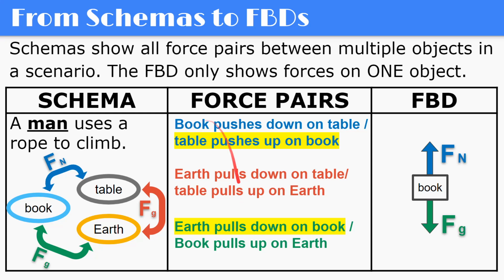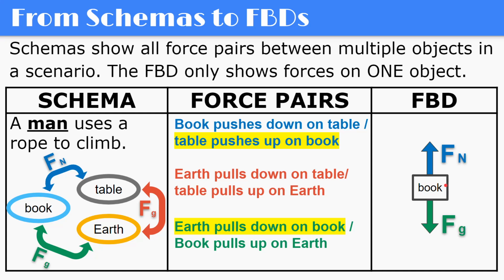But these are your force pairs, okay? Book pushes down on table, table pushes up on book. We've already talked about that one. Again, the table pushing up on the book is the normal force that we see here. And these other ones, earth pulling down on table, table pulling up on earth, those don't show up in my diagram because I'm looking at just the book.